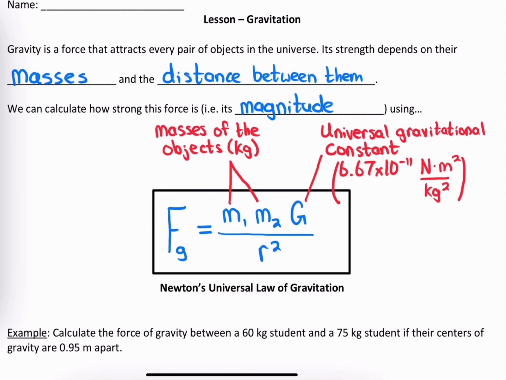Now, the last thing in this formula we want to look at is R. And previously in physics, we probably would have told you that R is just the distance between the objects, kind of like I said up here. But I'll go one step further today. I'll give you a slightly more accurate, but slightly more complicated explanation of R. R is the distance between the objects' centers of gravity.